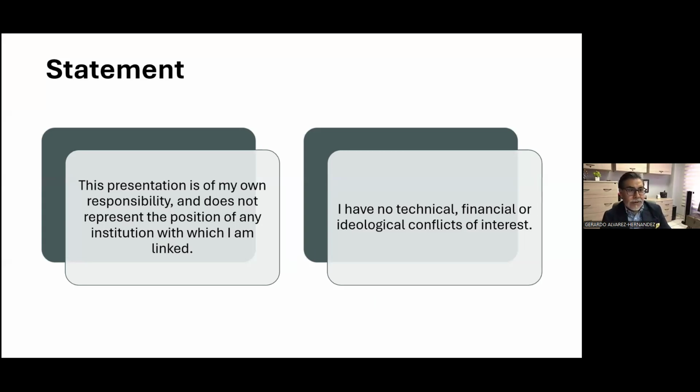As a disclosure, I do not have any conflict of interest for this talk that I prepared with the aim to review with healthcare workers, medical students, and other researchers some basic clinical and epidemiological features about Rocky Mountain Spotted Fever, RMSF.